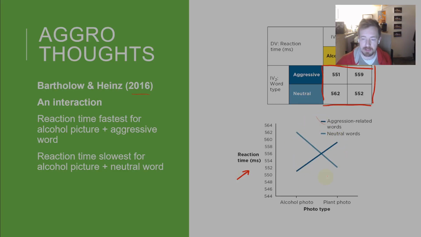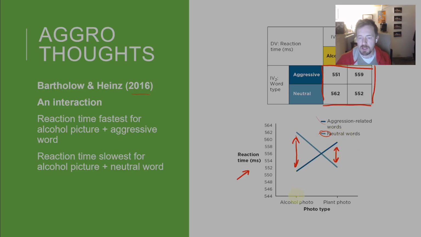So because when we plot it like this, we can see for sure those lines are not parallel whatsoever. This is not a main effect, right? There seems to be a huge difference whenever people are looking at the alcoholic photo, and a pretty big difference whenever people are looking at the plant photo. So let's break it down. What does this actually say?